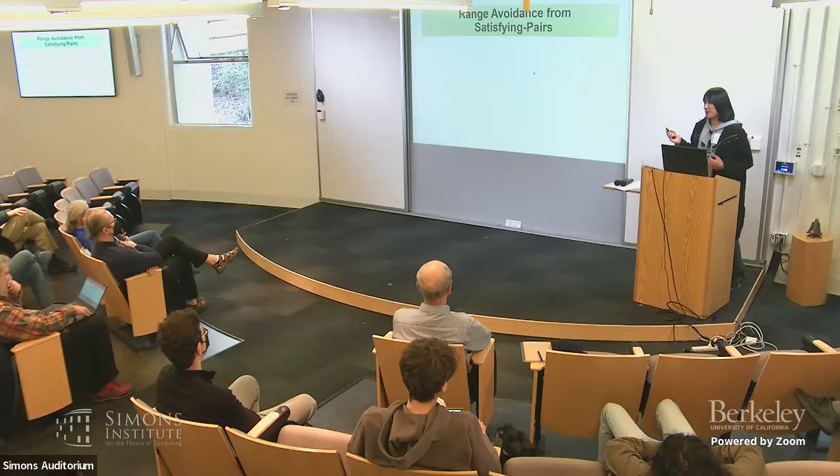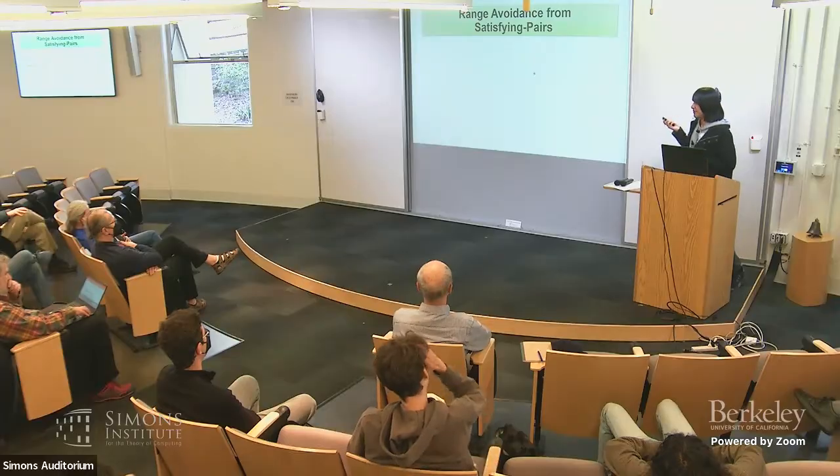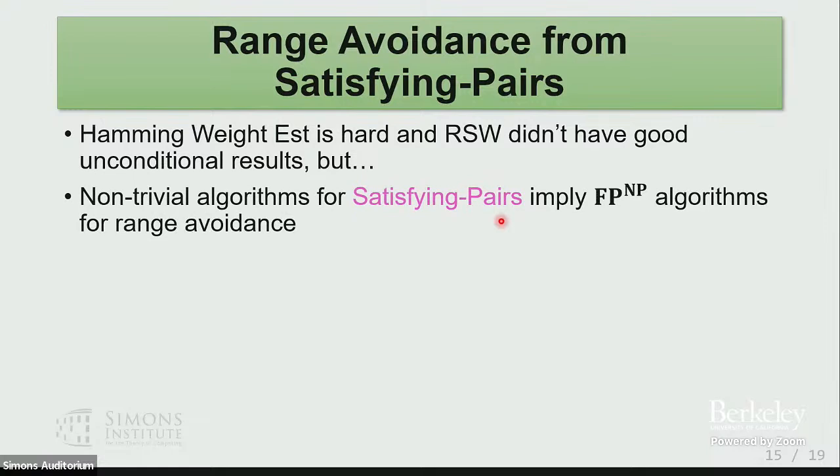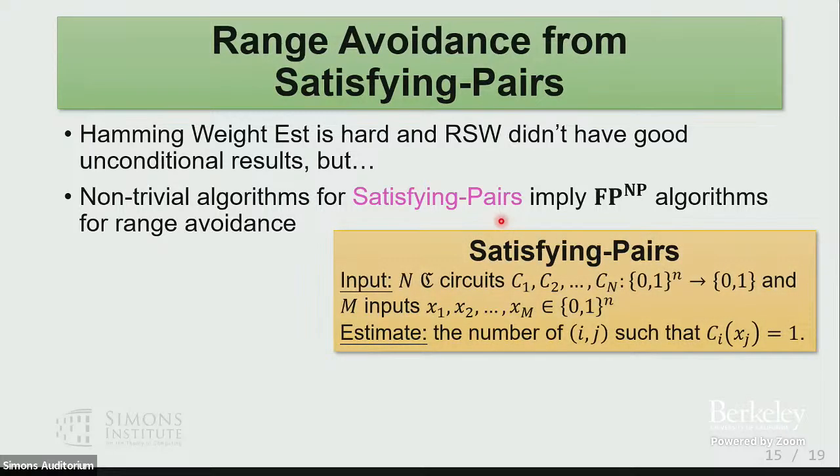So one drawback of the previous paper, ISW, is that Hamming weight estimation appears to be hard, and we didn't get very good unconditional results. In the new paper, we showed that non-trivial algorithms for satisfying pairs, which is another problem, also imply an FP^NP algorithm for range avoidance. So what is satisfying pairs? It's not a data structure problem. It's just a static problem.